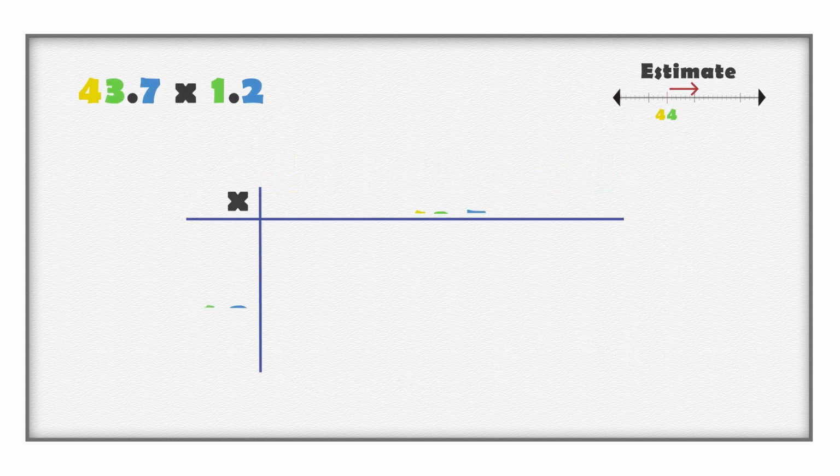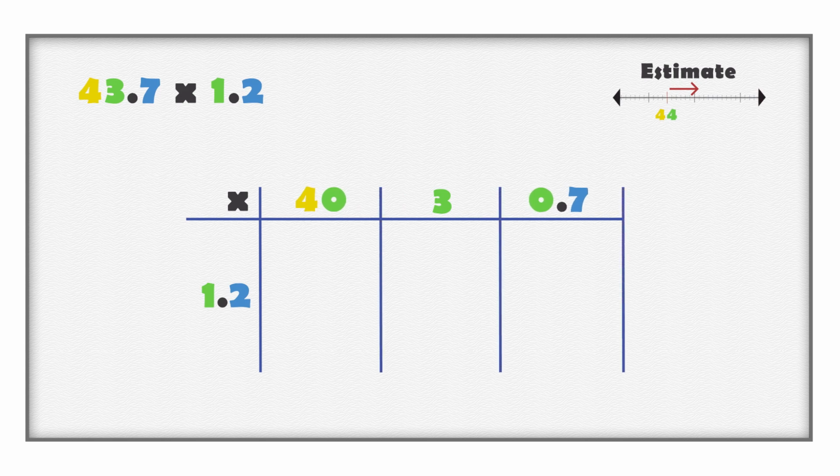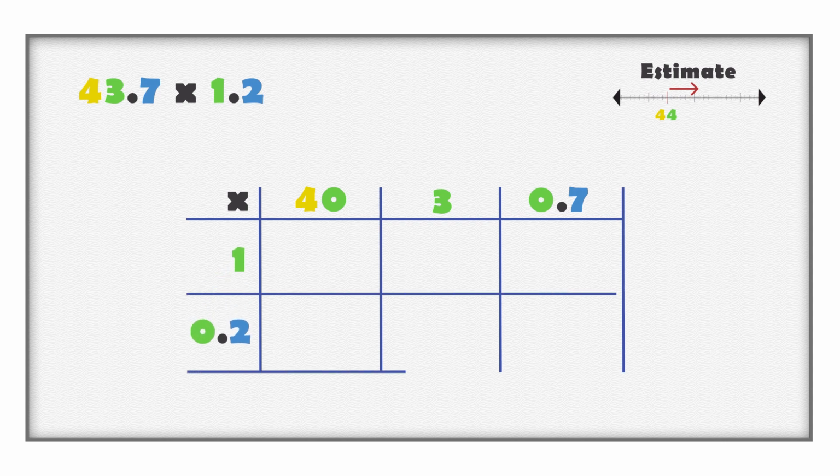Use an array model to organize the digits and multiply the decimal numbers in parts. Organize the digits of each decimal by place value. 43 and 7/10ths has 3 digits. Label one side with 40, 3, and 7/10ths. 1 and 2/10ths has 2 digits. Label the other side with 1 and 2/10ths. This array model will have 2 rows and 3 columns.